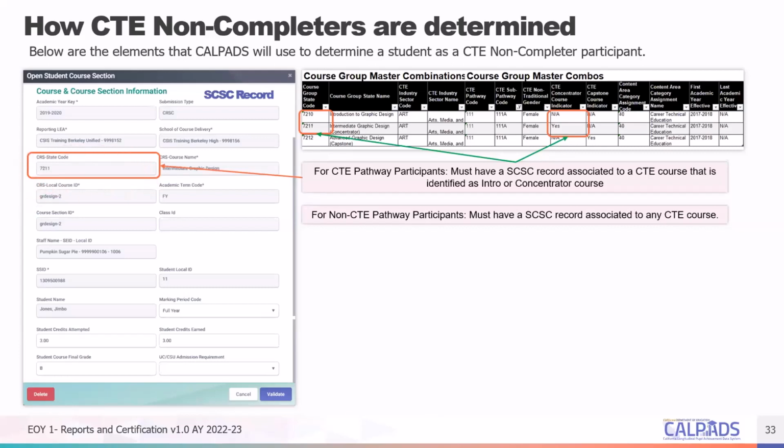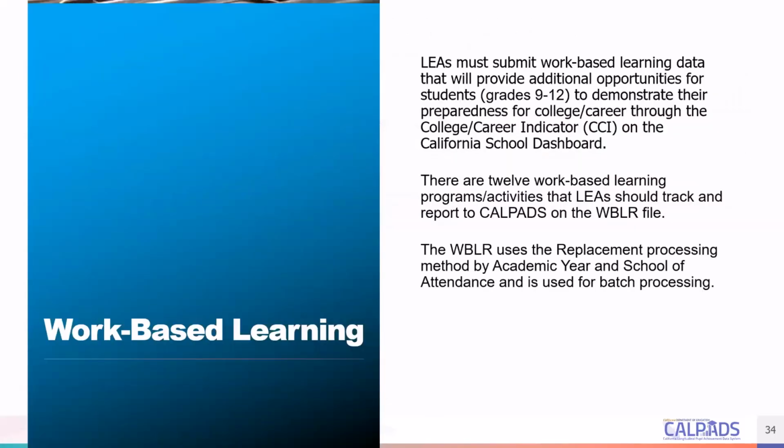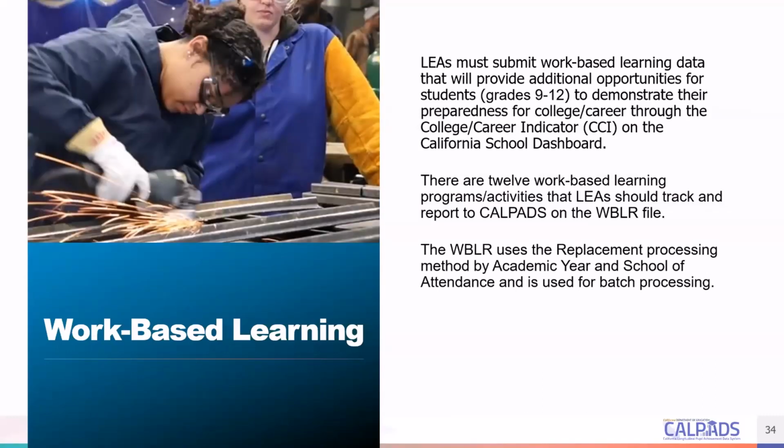All right, and that concludes our discussion of the CTE course reporting. Let's move on to discuss the work-based learning, or WBLR file type. So LEAs must submit the work-based learning record in end of year 1 for students in grades 9 through 12 in order to measure their preparedness for college or career.